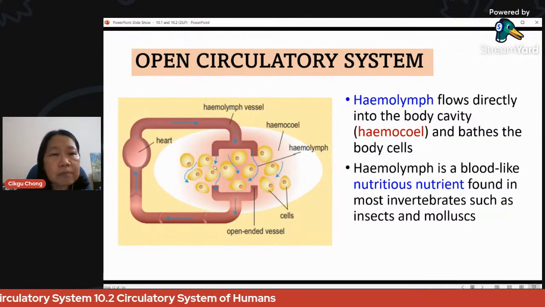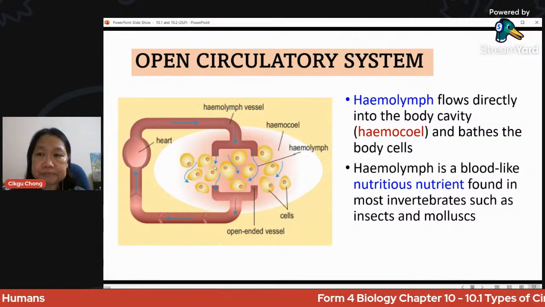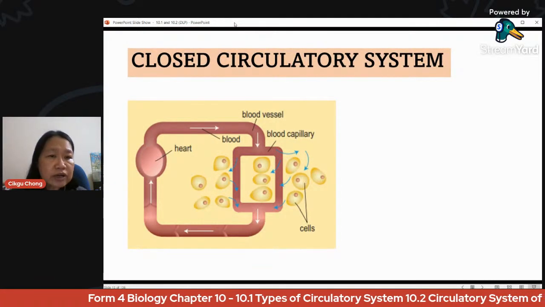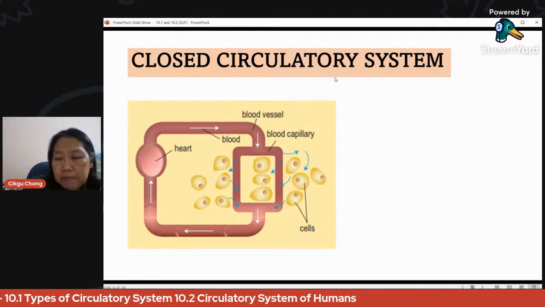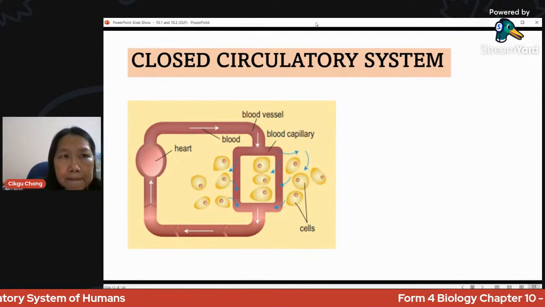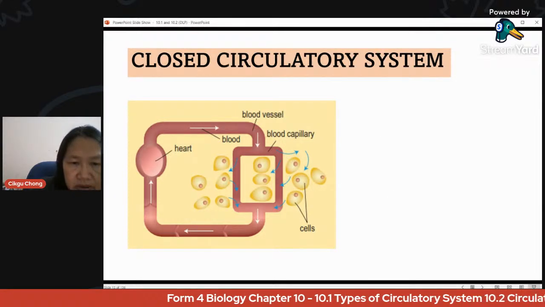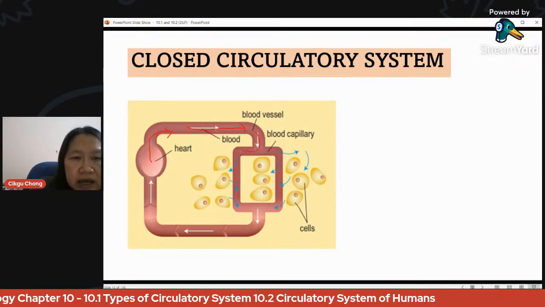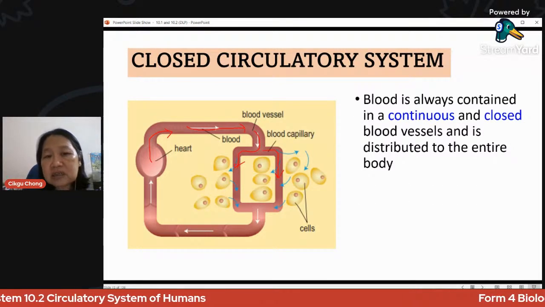All right, okay. Now we compare with the closed. There's a very obvious difference there. Okay, look at the closed one. For the closed, you can see the tubes never open out. The blood, now this one we can call the blood, right? The blood moves into these tubes, right? Okay, let me put color here. All right, this blood that moves inside here, you see that it never flows out. It always flows in the tubes, and it never touches the body cells.